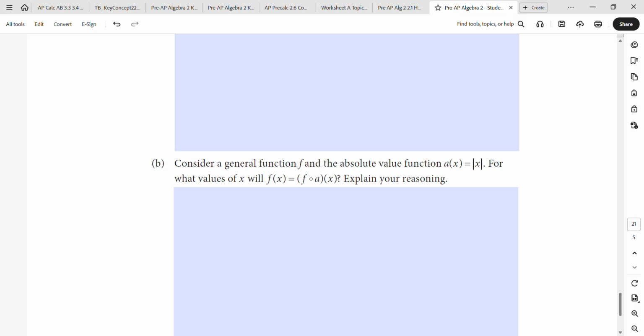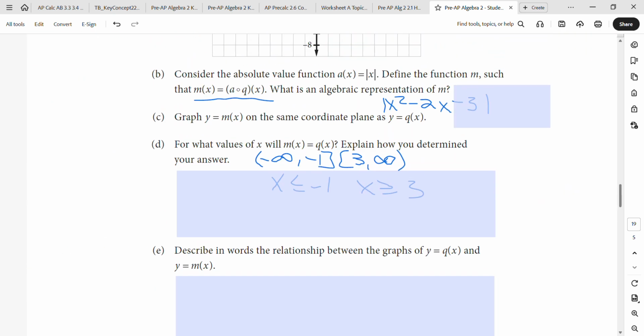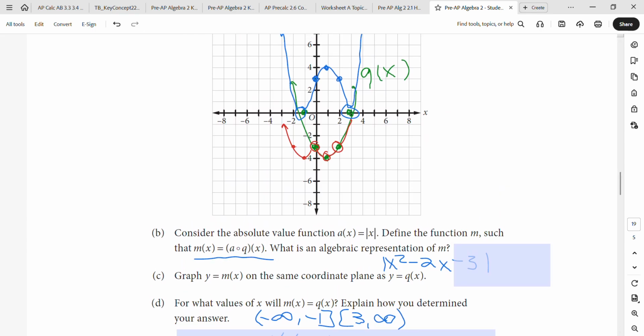And that is what we generally saw when we compared the green, which is what we started with, and then the red. It's considering all the non-negative input values, so starting at 0 and going up.